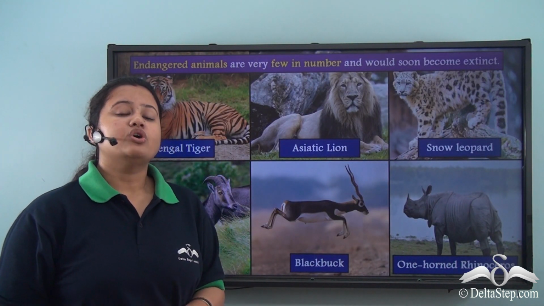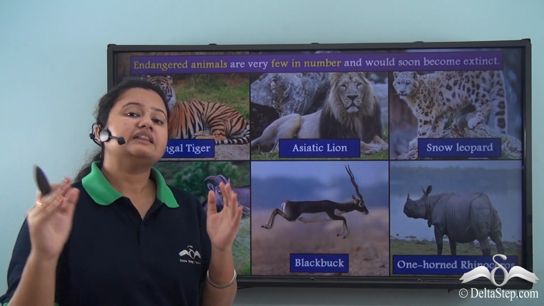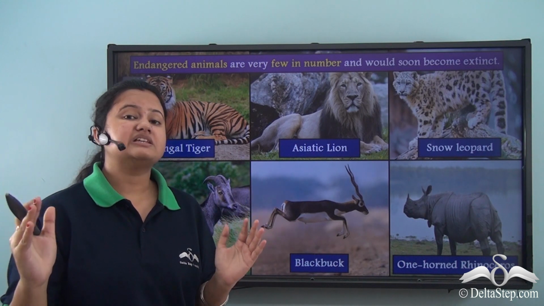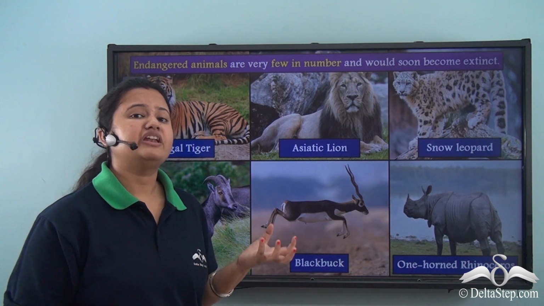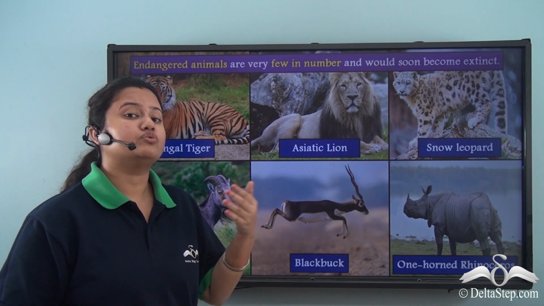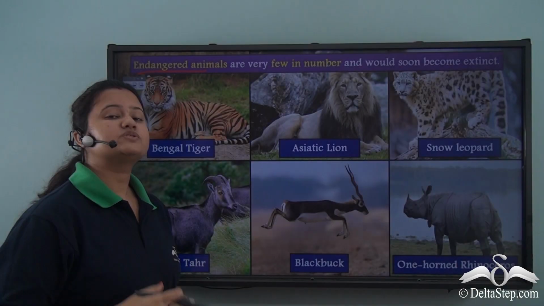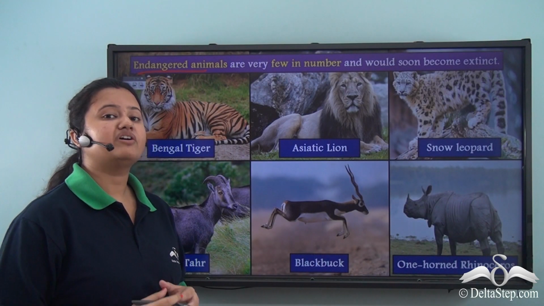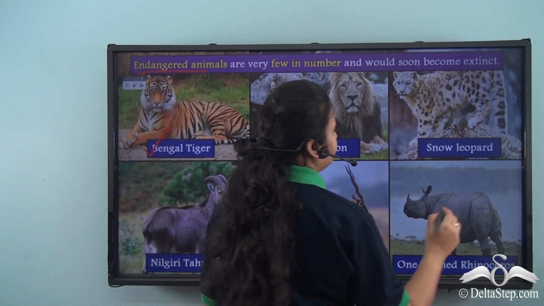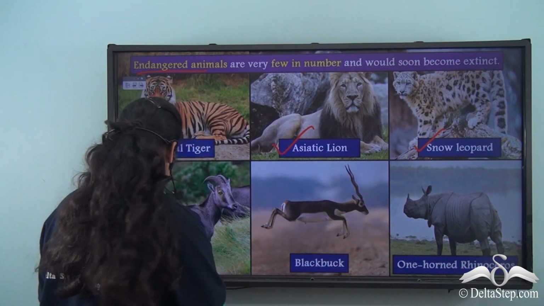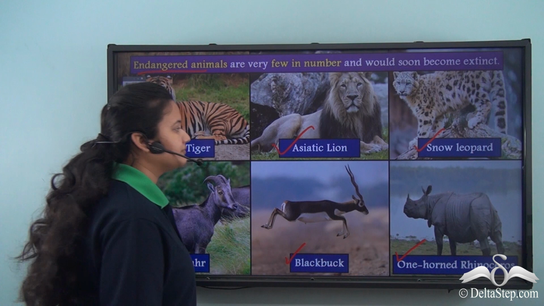Now, due to reckless human activities like poaching and deforestation, the number of animals is declining sharply. And these animals that are left, very few in number and at the verge of extinction, are known as endangered animals. Some examples of endangered animals found in India are Royal Bengal tiger, Asiatic lion, snow leopard, Nilgiri tahr, black buck, and one-horned rhinoceros.